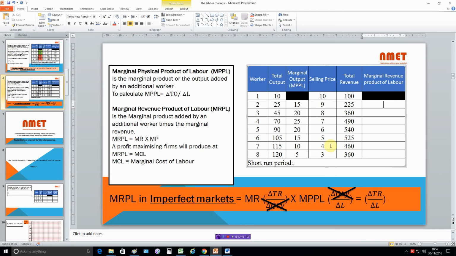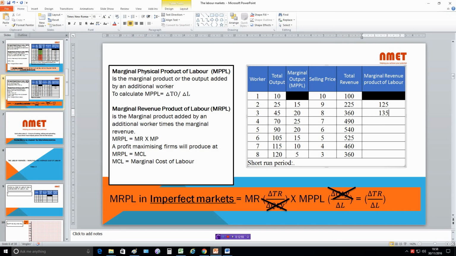Okay, well done. So what's the difference between the marginal revenue product of labor? One thing you can do is the marginal product times the selling price. So how much would that be? 15 times 9 will be 125. Or, as we've said, it is change in total revenue over change in labor. And change in labor is one worker, so change in total revenue divided by 1 will give you that same number.